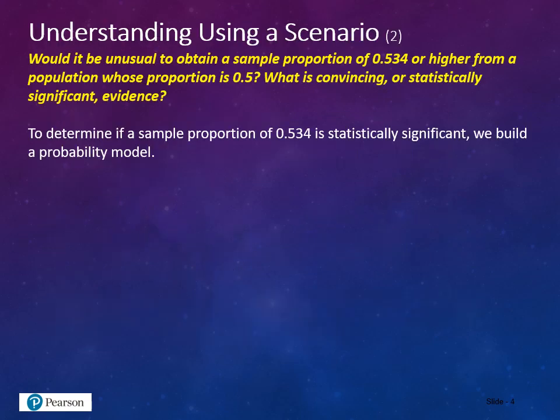So this is the idea of hypothesis testing. We want to make sure that we don't just have a fluke in our sample and are trying to use that for the proportion. So let's answer that question. Would it be unusual to obtain the sample proportion of 0.534 or higher from a population whose actual proportion is 0.5?